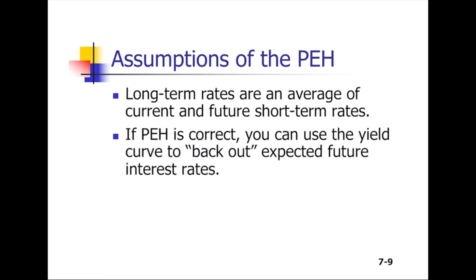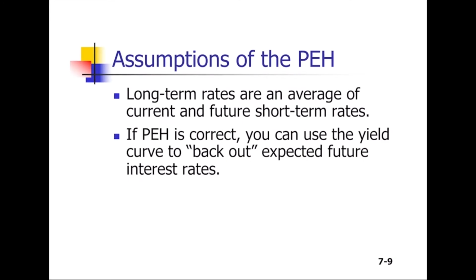There is one assumption of the pure expectations hypothesis. The long-term rates are an average of current and future short-term rates. So if the pure expectations hypothesis is correct, you can use the yield curve to back out expected future interest rates. It is very hard to understand, so let me explain with an example.